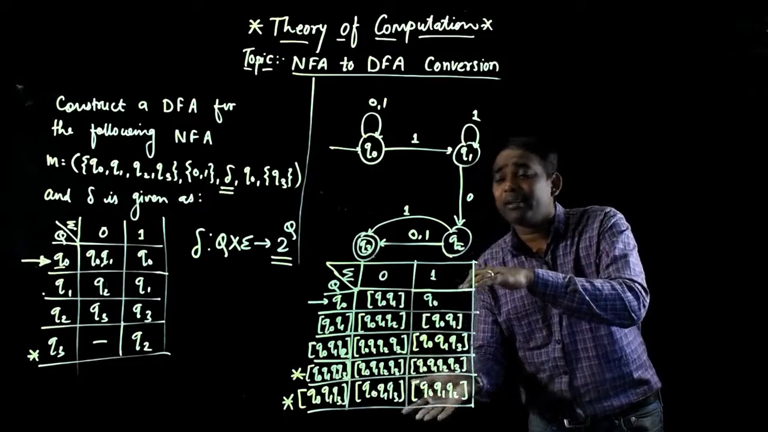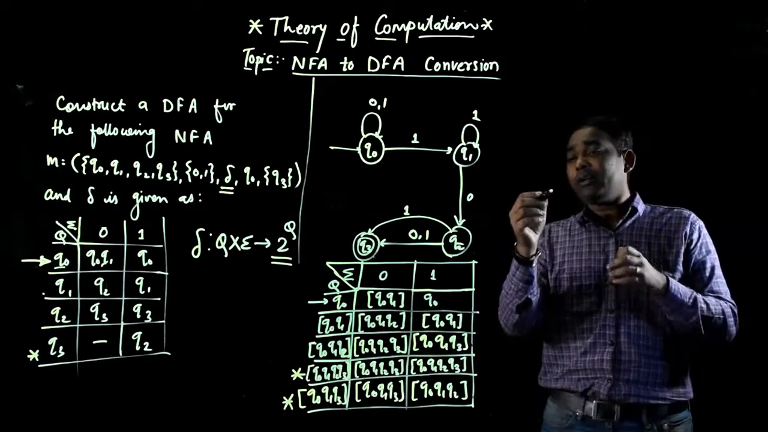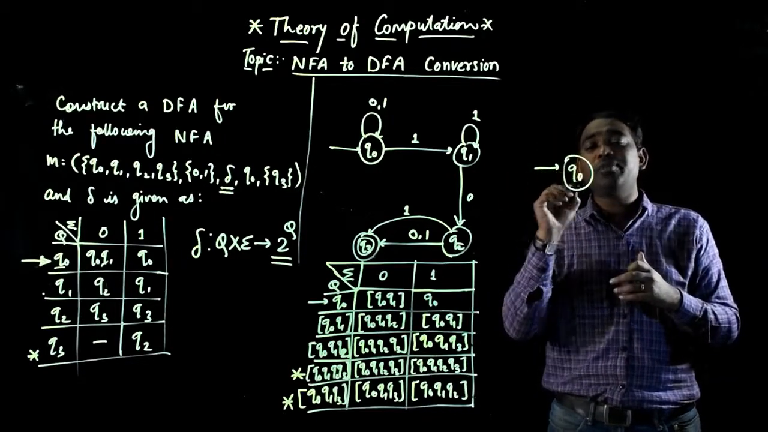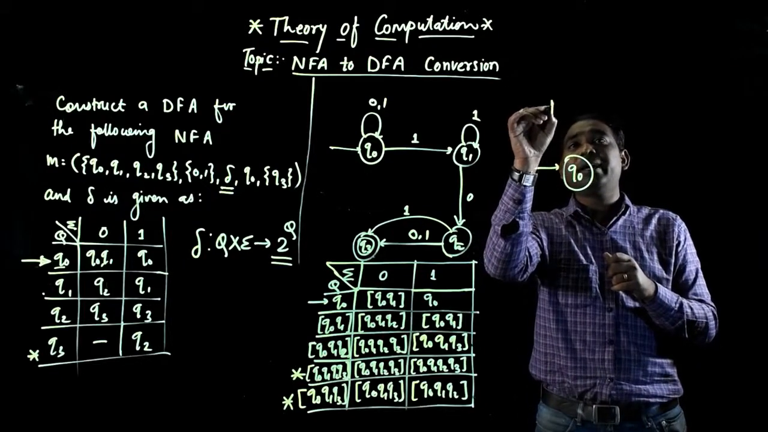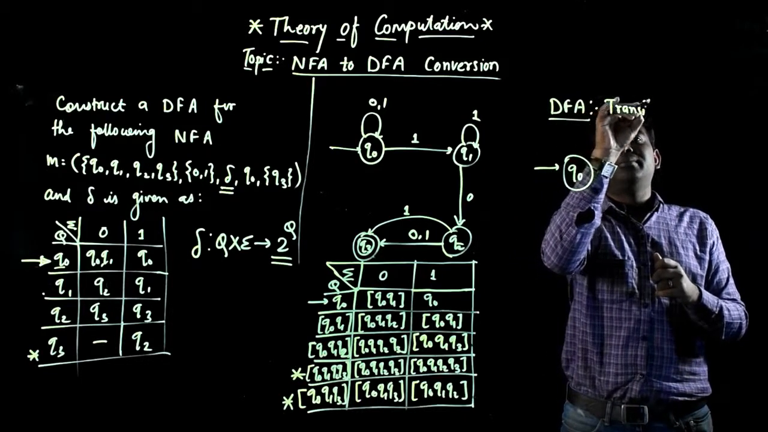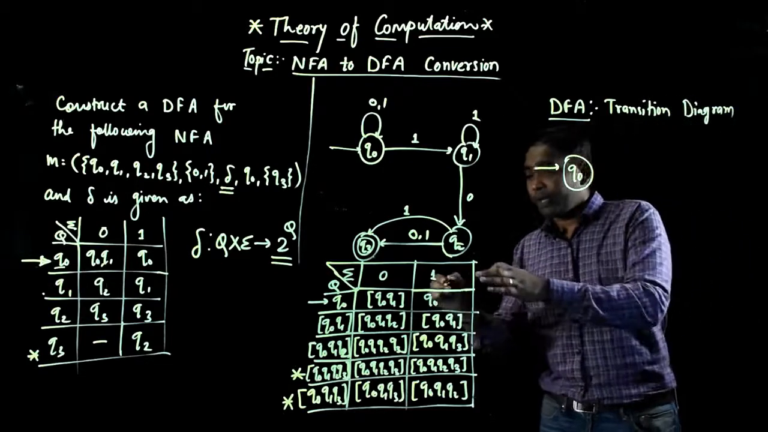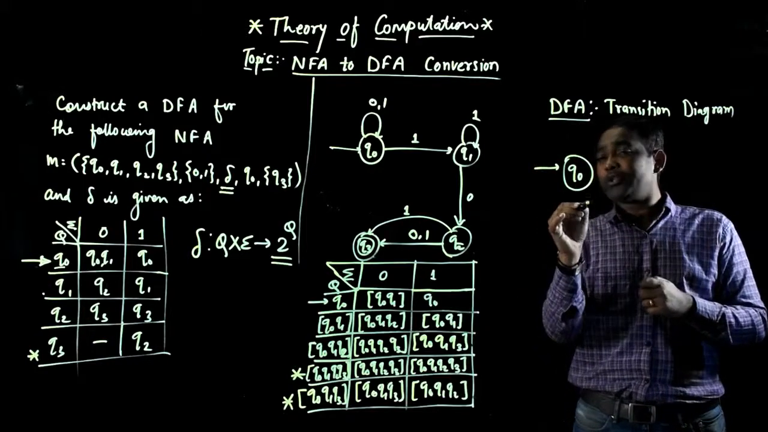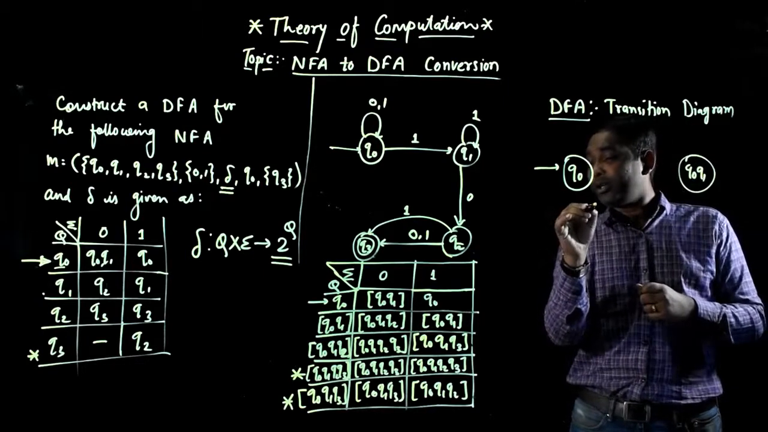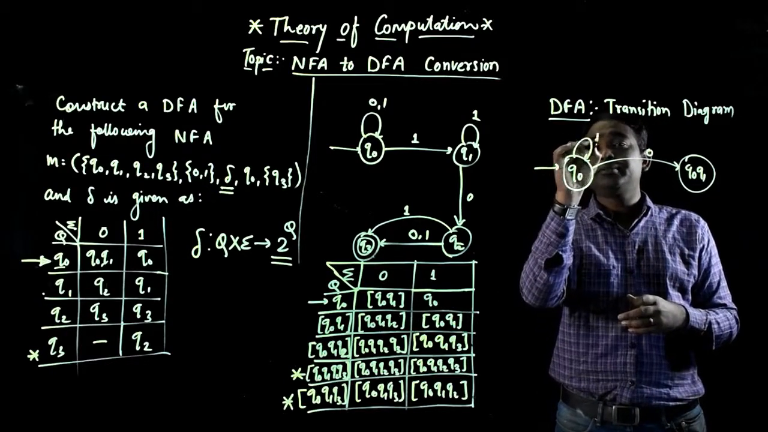So I can easily draw the transition diagram for the DFA from this table. I'll start drawing the transition diagram for this DFA. It will start from Q0. Q0 is my initial state that will remain as it is. This is the transition diagram. Here, from Q0, on 0 it goes to the new state Q0, Q1. On 1, it has a self transition.